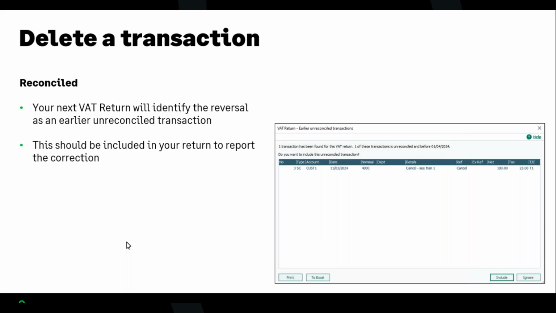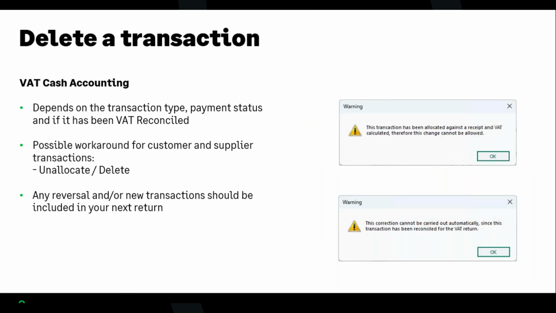Now, briefly, let's have a look at VAT cash accounting. I'm not going to do a demonstration for this one, it's a very niche area. But VAT cash accounting, when you're deleting a transaction, it depends on the transaction type. So if the transaction's reconciled, a deletion or an amendment is no longer possible. You'd have to perform a workaround, as it were, which it states on the slide there. Possibilities, unallocate, or delete. But any reversal and or new transactions should always be included in your next return. You should always be able to see them.